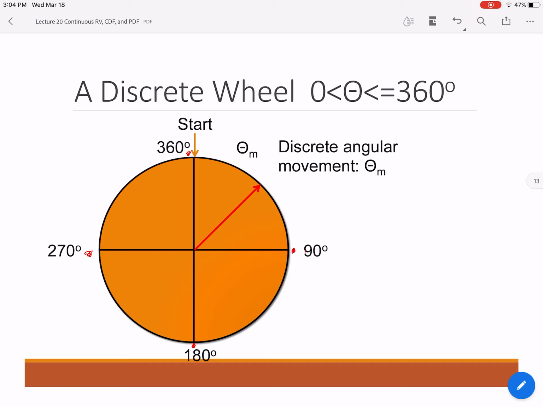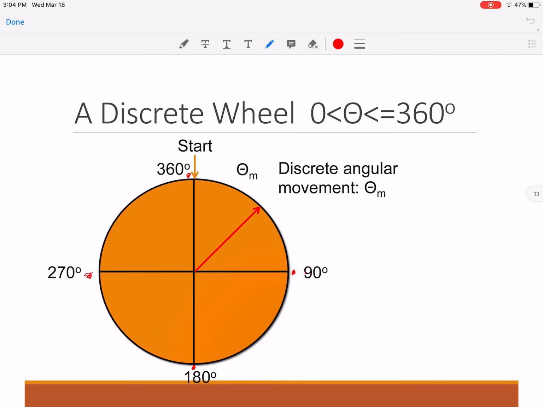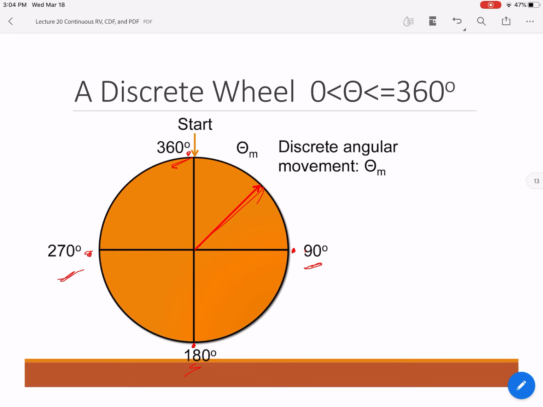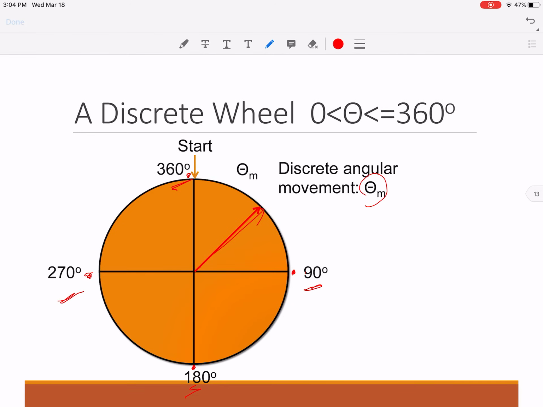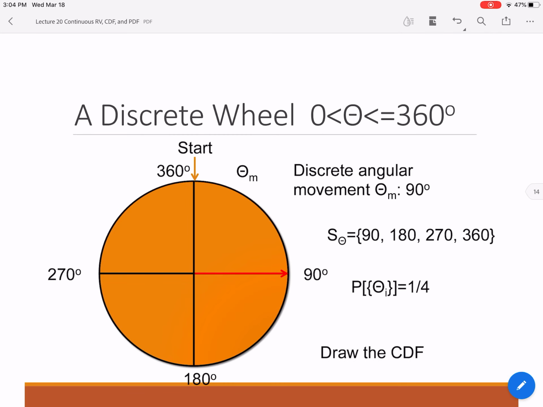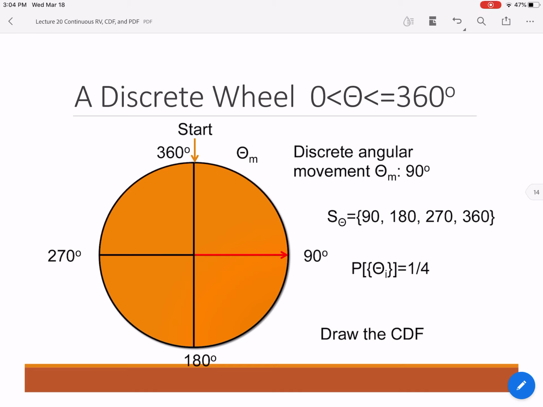So let's say that you have a wheel and you have this nice red pointer here, which is constrained to move around the circle just once. In addition, it is also constrained to stop either at 90 degrees, 180 degrees, 270 or 360, but nowhere in between. It means that the discrete angular movement theta m in this case is going to be equal to 90 degrees. So your pointer is destined to stop at an angle that is a multiple of 90 degrees.